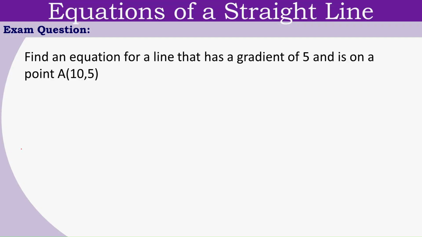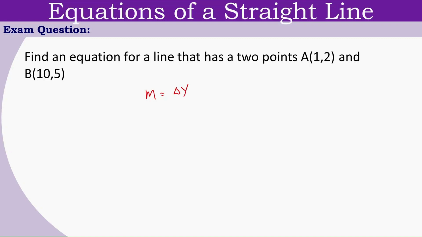Now pause the video here and attempt this exam question. Right. For this, we would need to firstly work out the gradient. So that would be m is equal to delta y over delta x. So we can take the values 5, take away 2, divided by 10, take away 1, which is equal to 3 over 9, and that's equal to 1 over 3.